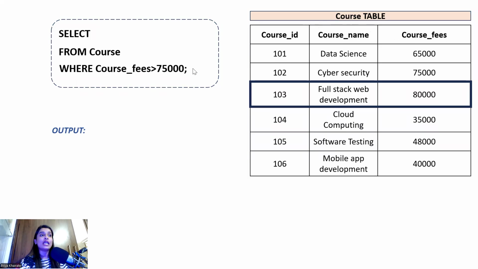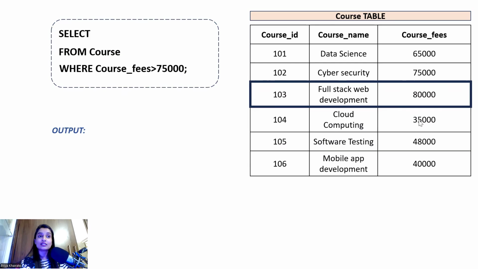Now it will check. First course fee 65,000. 65,000 will come here. Is 65,000 greater than 75? No. It will take the second, 75,000. Is 75,000 greater than 75? No. It will take 80,000. Is 80,000 greater than 75? Yes. So it has targeted 80,000.